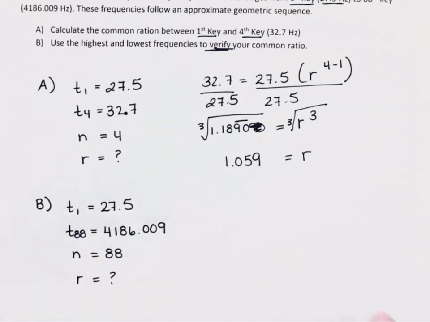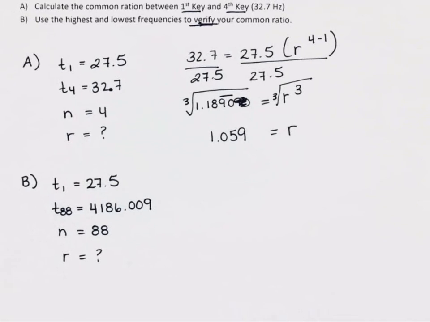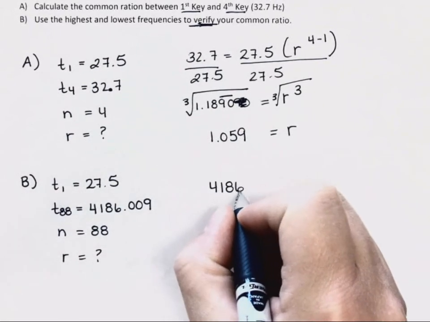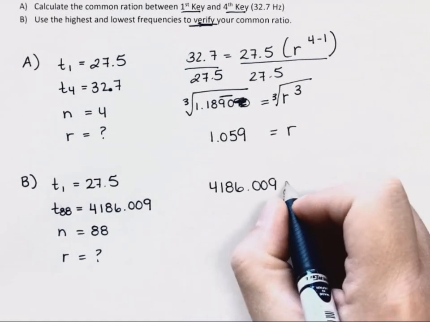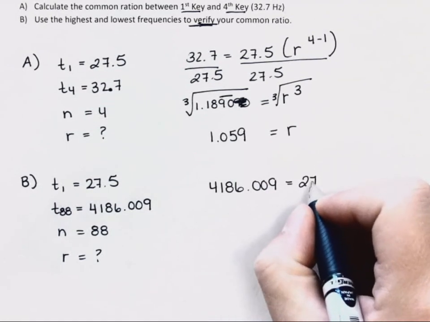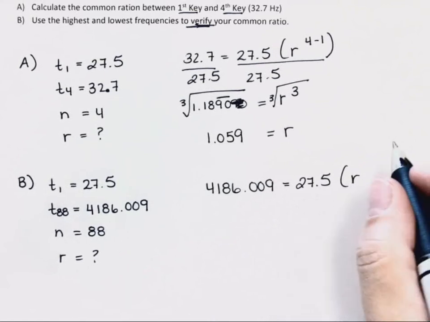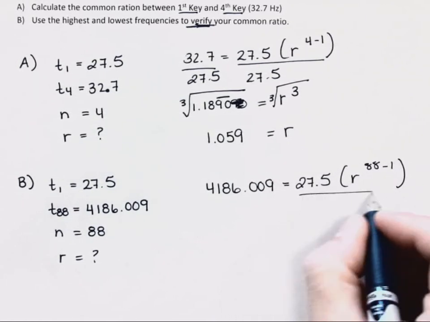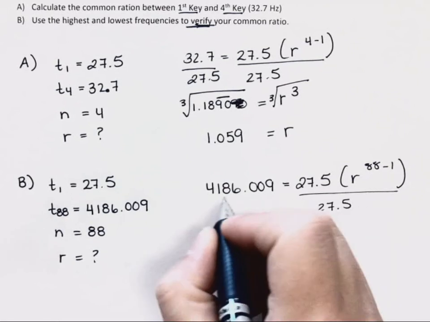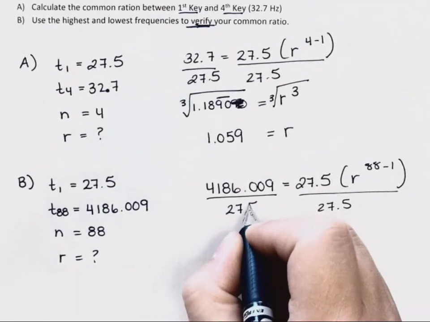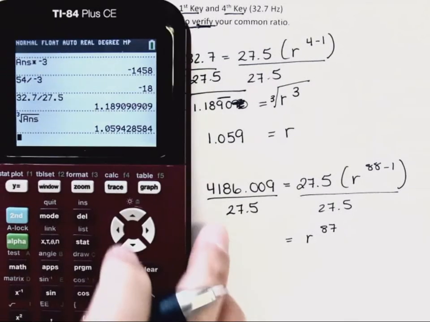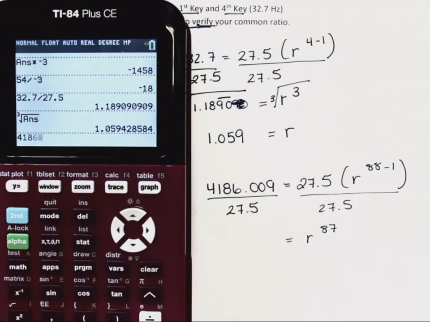And I'm solving for my common ratio again. You're like, Scallion, I'm not okay with this, but you will be fine, I promise you. You're going to use a fancy button on your calculator probably for the first time. It's going to be a good day. So 88 minus 1. So I'm going to divide out that 27.5. 4186.009 divided by 27.5.